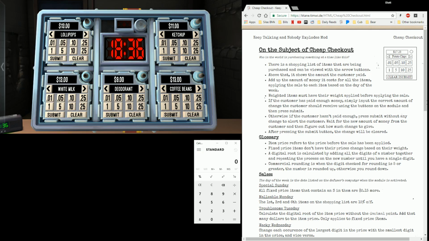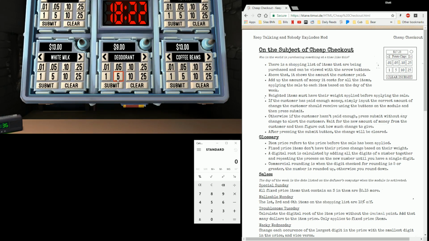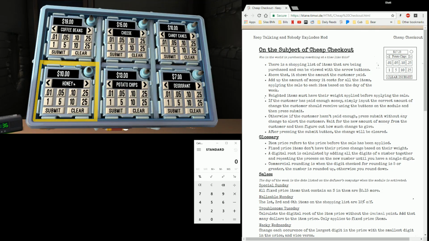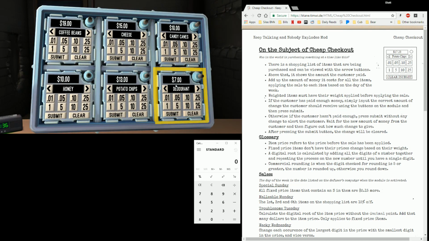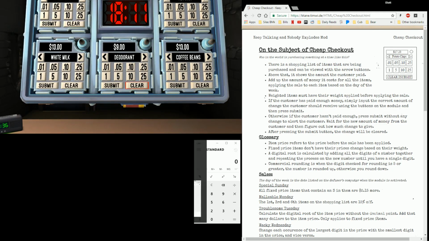So let's look through here. Let's look at these modules, figure out which one will give us some good calculations. Let's do this one. We'll start with deodorant. So as the diffuser, you're just going to read off the 6 items to the expert.